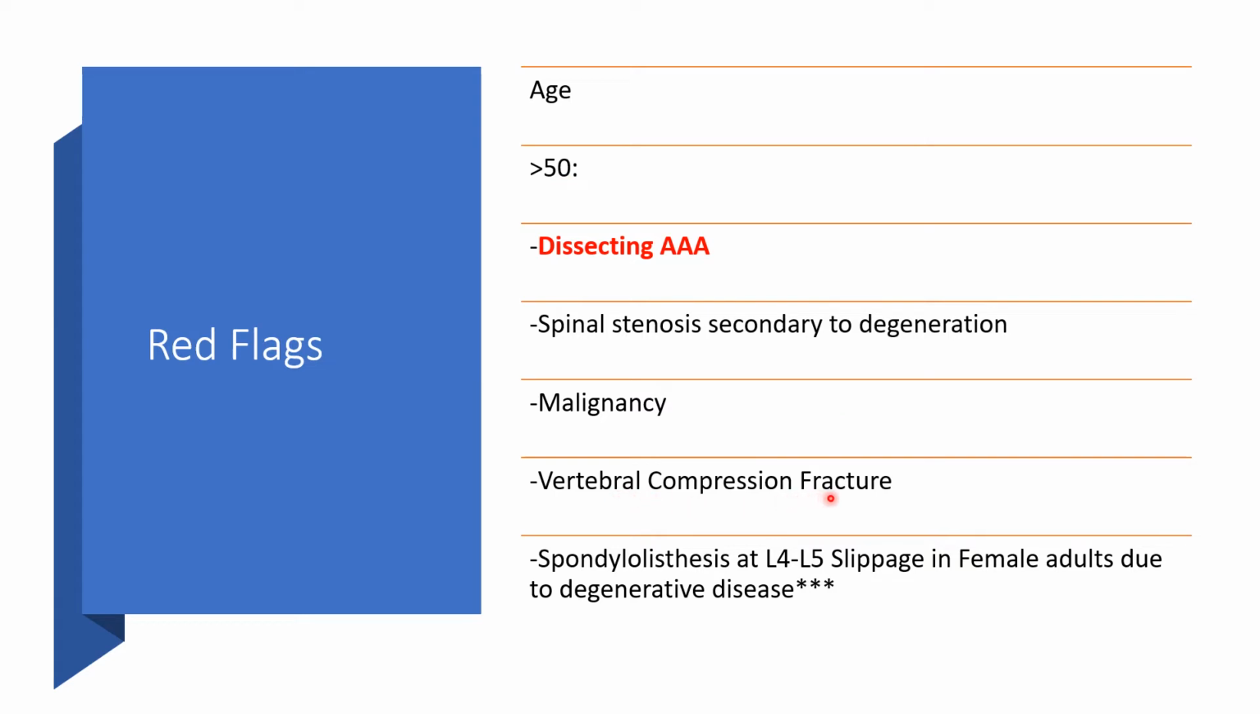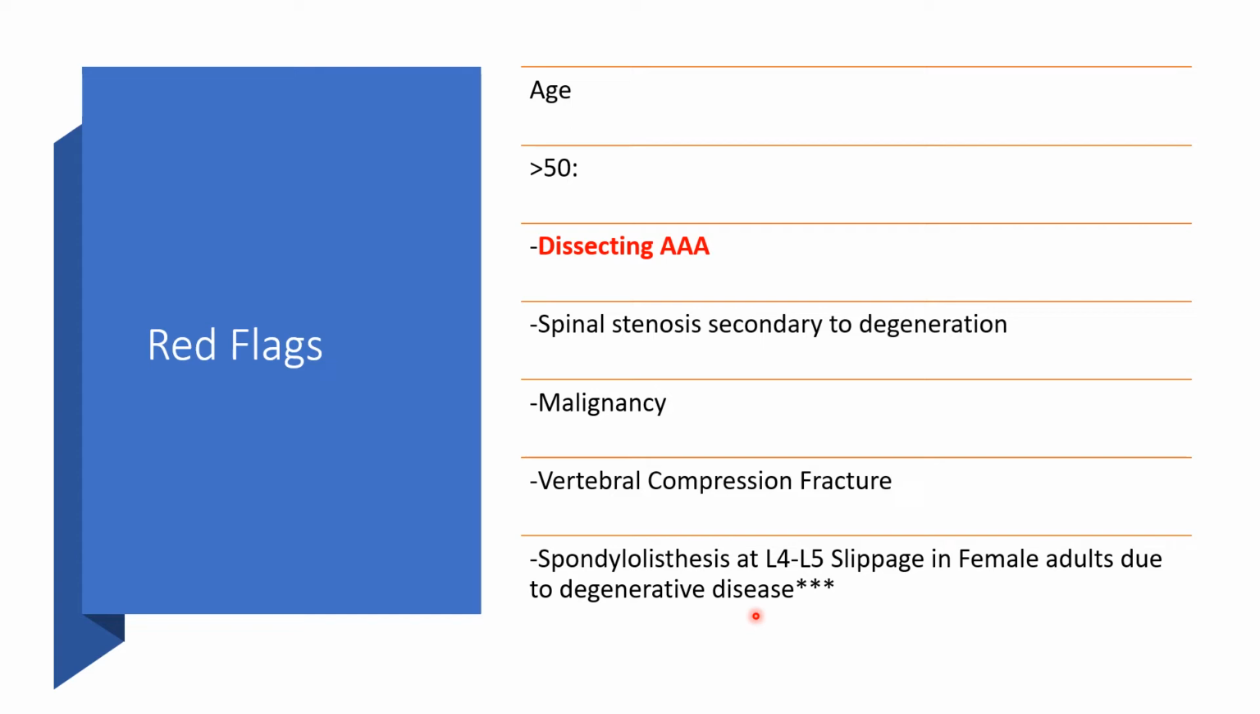Vertebral compression fracture is another possibility here. Then spondylolisthesis at L4, L5 slippage in female adults due to degenerative disease might be the issue at greater than 50. Remember, I've said something about that earlier, but I won't mind because you need to get the facts right.